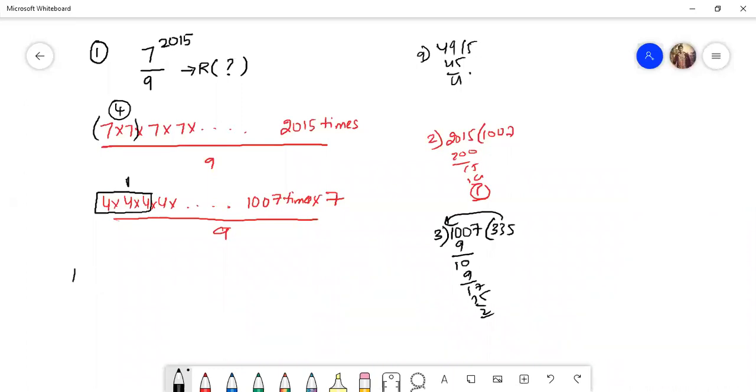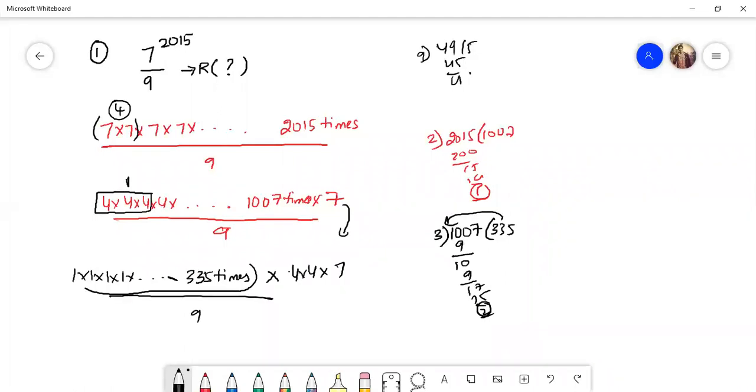So that means I have 1 into 1 into 1 into 1 and so on. How many times? 335 times. The reason why I'm writing times every time is that if I don't write times, there is a chance we will do 1 into 1 into 1 into 335 directly. So 335 times into, I have 2 values remainder, right? 2 values are left out. So that means 4 is left out, 4 is left out, 7 is being forwarded. So into 7 divided by 9. So this entire value is 1 only.